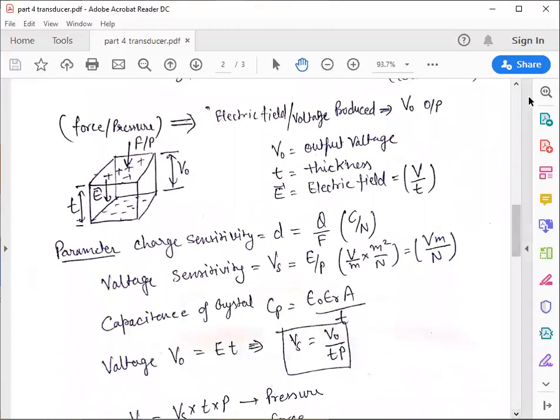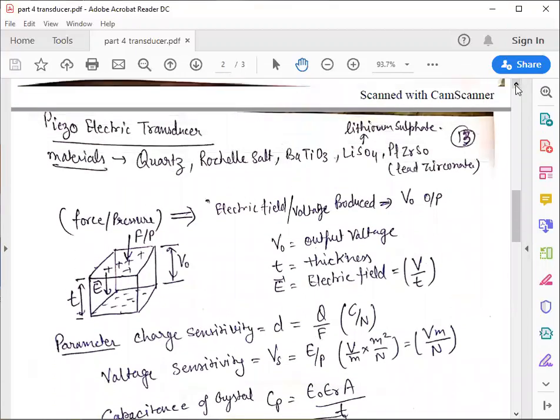Now we will come to our next topic, that is the piezoelectric transducer. In the last lecture we discussed the strain gauge. Strain gauge was our piezoresistive transducer. Piezoresistive means when we apply force on the material, its dimension changes, due to which its resistance will change, and that was piezoresistive. In a piezoelectric transducer, if we apply some force on a specific type of material, some voltage will be induced, that is, an electrical signal will be generated there.